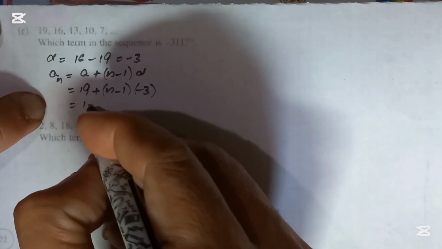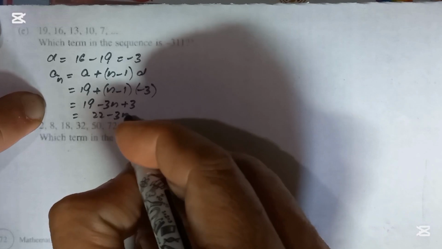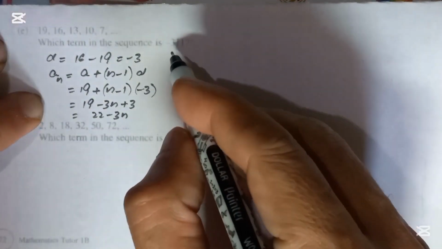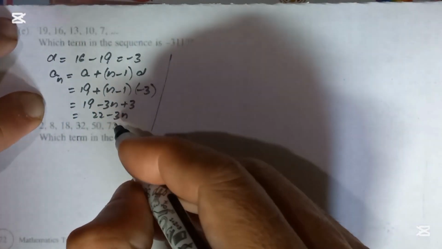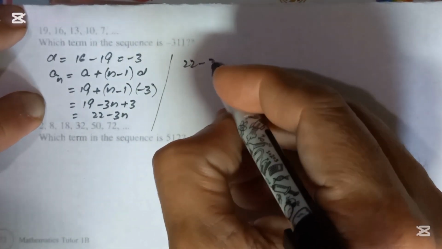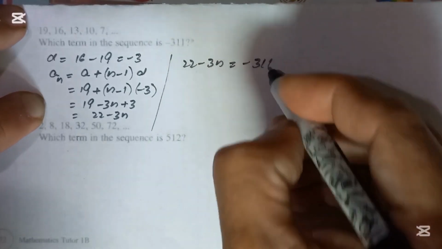After solving, this will be 19 minus 3n plus 3. So 19 plus 3 will be 22, minus 3n will be the nth term. Now the term given is minus 311, and the requirement is which term this is. So you will put minus 311 equal to this one. So 22 minus 3n will be equal to minus 311.